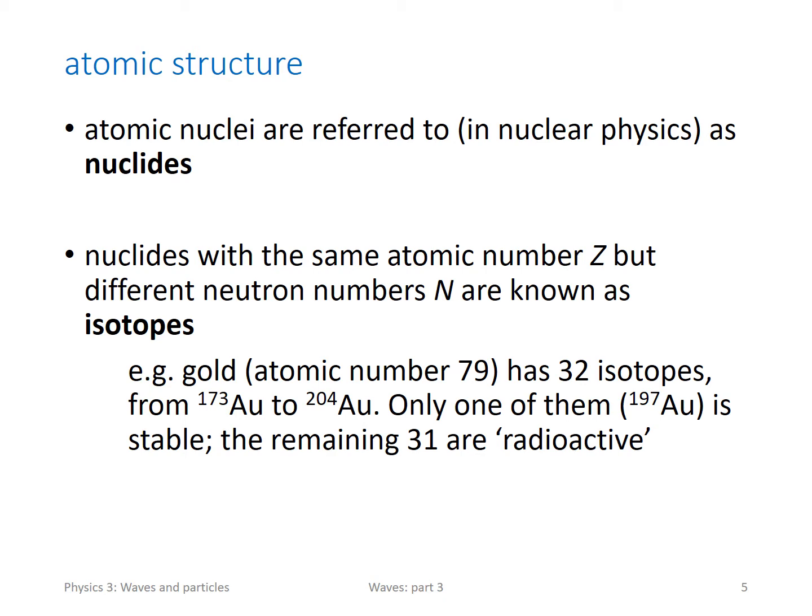The next point to note is that we can have elements which have the same atomic number, because remember the atomic number defines the element, but different numbers of neutrons. Where we have nuclides which have the same atomic number but a different number of neutrons, we refer to these as isotopes of the element. So for example, gold, which has an atomic number of 79, in other words 79 protons, has 30 different isotopes ranging from gold-173 to gold-204. Interestingly, only one of them, gold-197, is stable. The remaining 31 are unstable nuclides or radioactive nuclides.